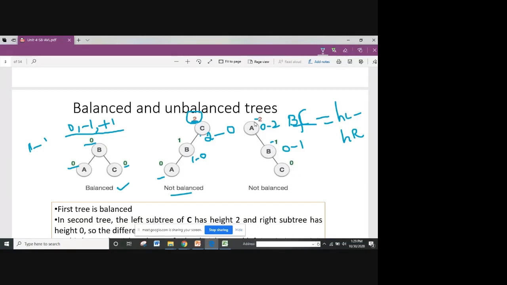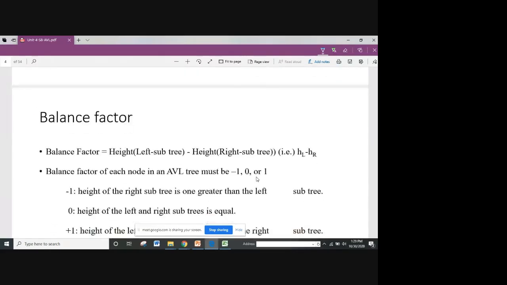In this whole tree, you can see that there is a minus 2, which is not considered to be balanced. So if the tree is unbalanced, you have to balance the particular tree. That is the method to be followed.